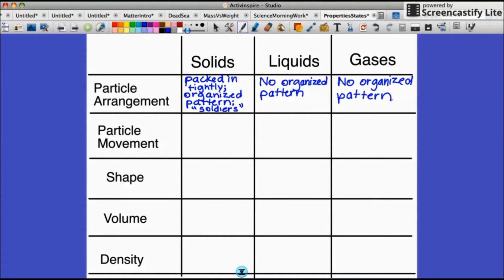Be thinking about how the particles moved in a solid. You remember? How were they moving in a solid? Ryan, how are they moving? Were they moving all around? No. Vibrating in place. So they were moving, but they didn't have the freedom to slide all around.